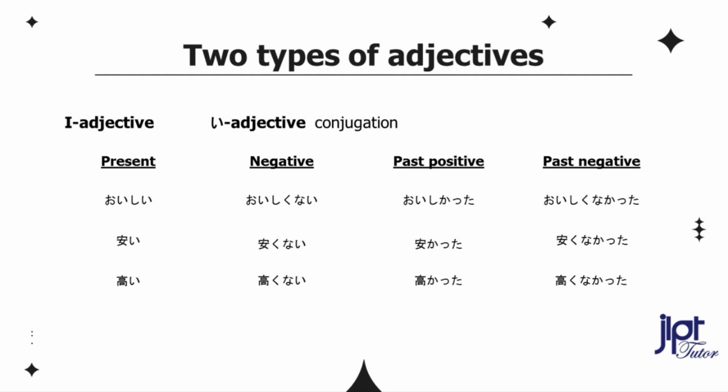Past negative. To make the i adjective negative past tense form, drop i and add kunakatta to the stem. It was not delicious, おいしくなかった.